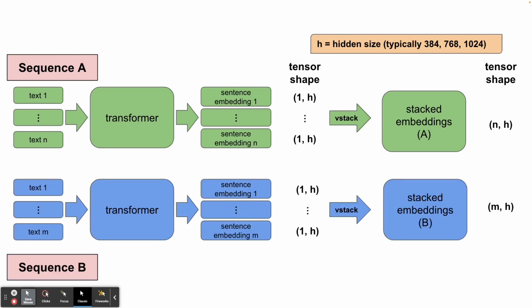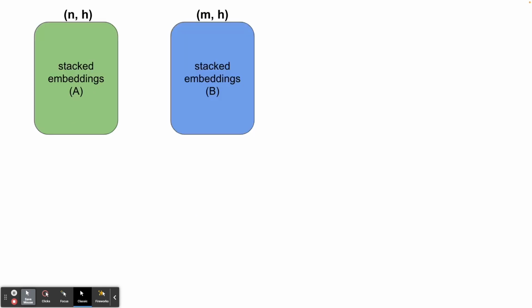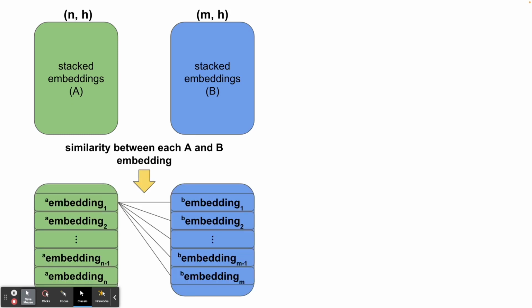You'll do the exact same for the other group. I show group B as having a batch size of m. n and m are usually the same, but they don't have to be. When you put this all together, you'll have two matrices, n by h and m by h. Now what you want to do is calculate the similarity between each of the embeddings in A with each of the embeddings in B.